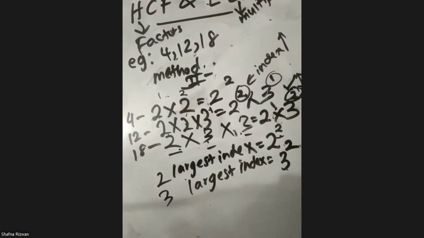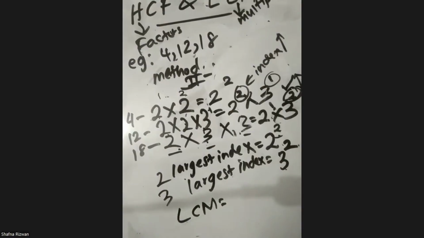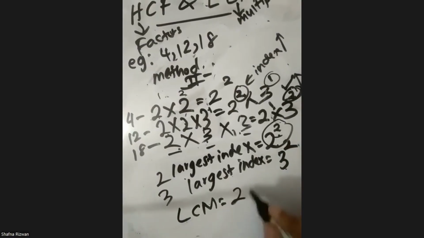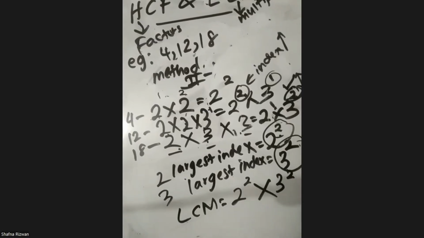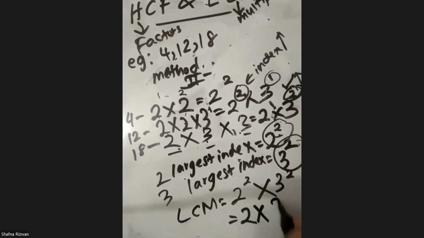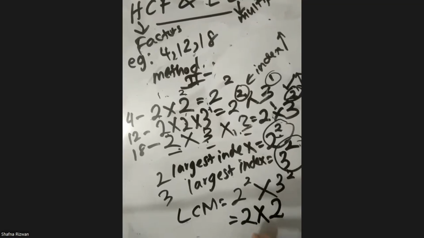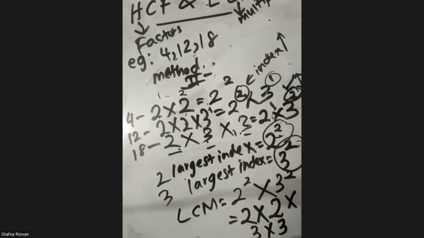Now what will I do? Now I will come and find my LCM, the least common multiple. How will I do that? I'll take this 2 to the power 2 and this 3 to the power 2 and multiply both of them. How can I multiply both of them? 2 to the power 2 means how many times do you have 2? 2 times. So I will expand it. Expand means making it larger. Again, 3, how many times do you have? 3 to the power 2 means 2 times.